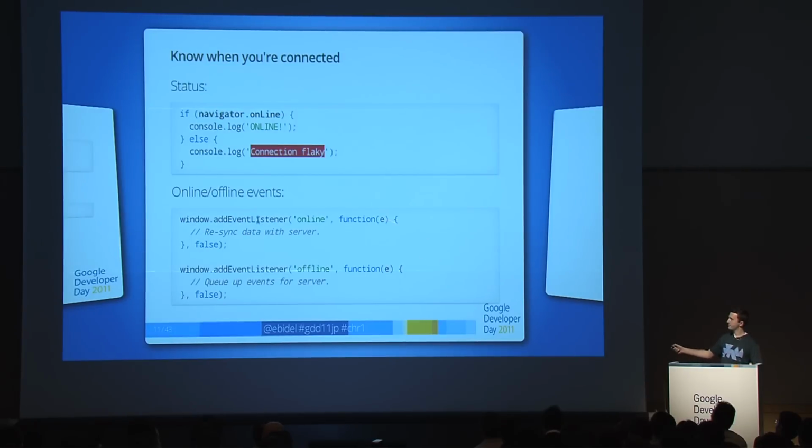Then in our app, we can listen for two events: the online event or the offline event. When we're online, we know we can sync data to the cloud. When we get the offline event, we can use, say, HTML5 offline technology, IndexedDB, Web SQL, to queue up data and store that offline. Then we can resync with the cloud when we get the online event.